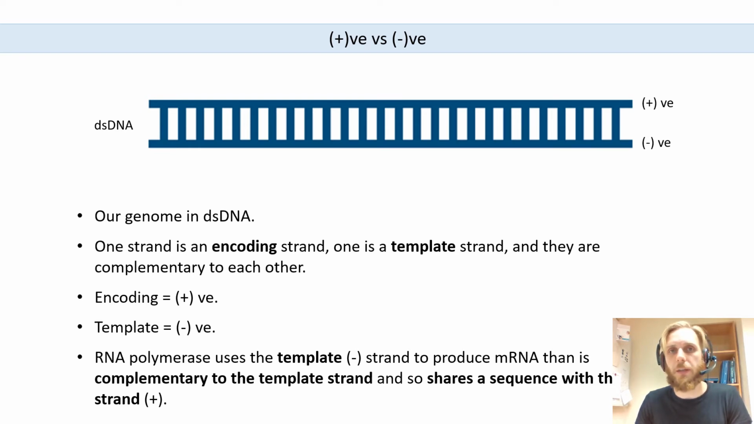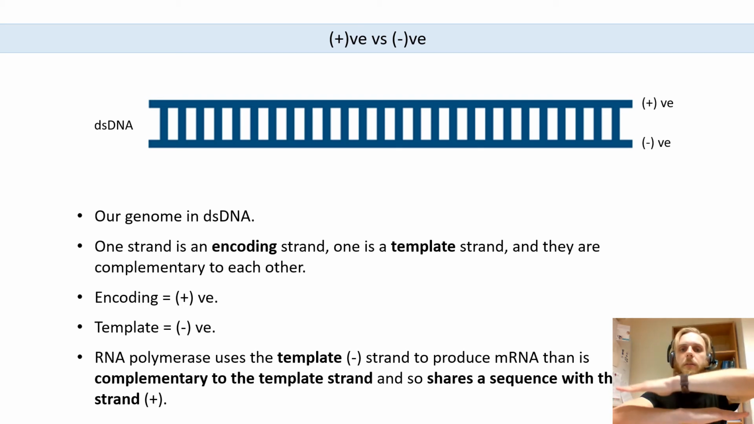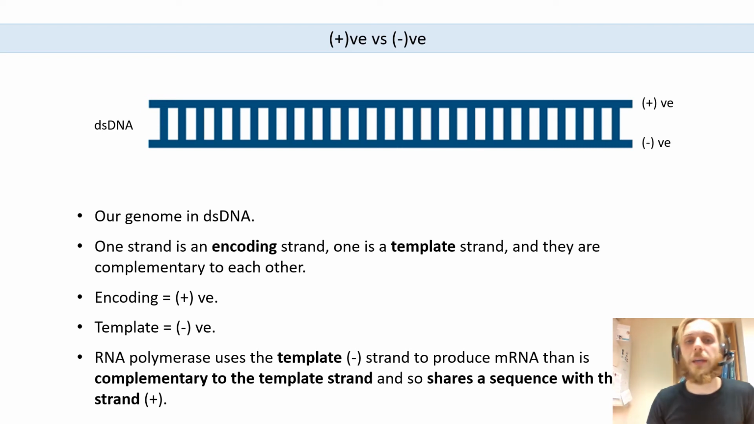I know I mentioned this briefly earlier, but this is a bit more in depth. If we think about our genome, we have double-stranded DNA. As I said, those two strands are not identical. They're complementary, they base pair, but they're not identical. One of those strands is a template strand. The other strand is an encoding strand. So the encoding strand has the information, the base order, that will be transcribed into RNA and then translated into an amino acid sequence.